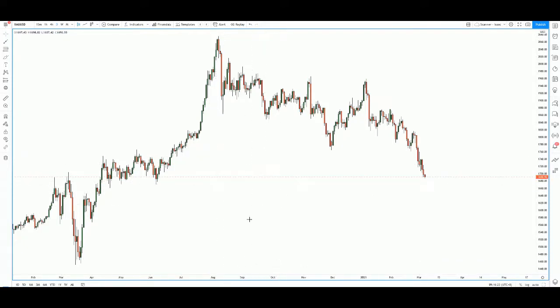Now what I have here is gold on the daily, and we see the price made a high, and price has been consistently making lower highs. At the same time, price has also been consistently making lower lows, and we're currently in the midst of making a lower low.